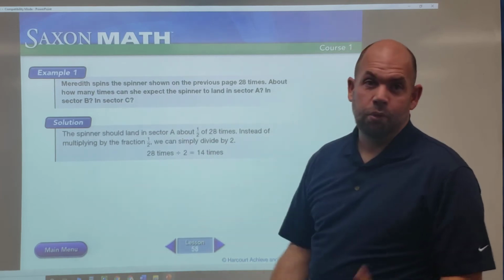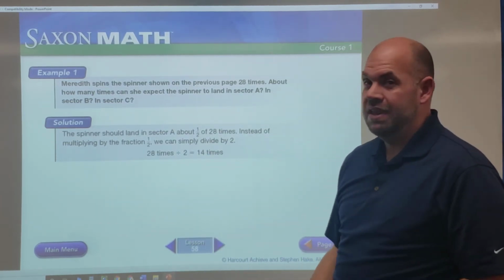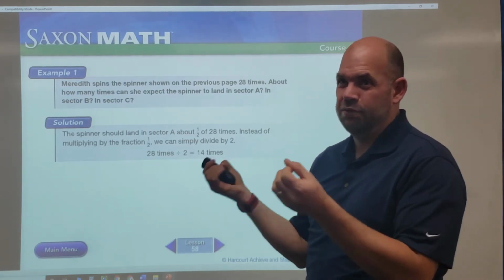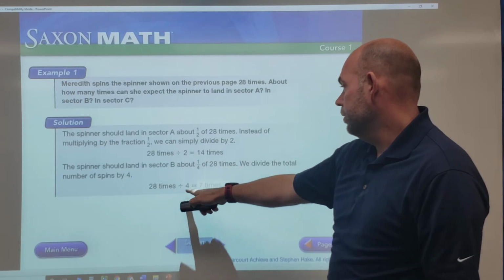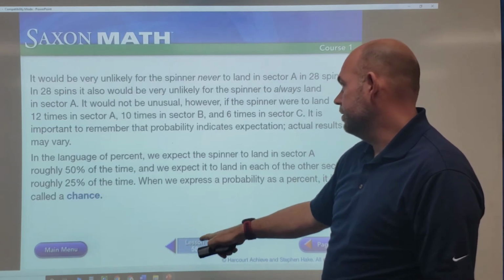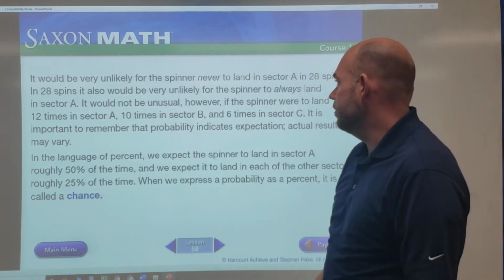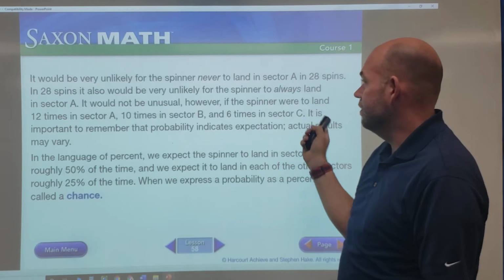Now, B and C are both half of that, so we can just take 14 and cut that in half. And then we know, does 7 plus 7 plus 14 equal 28? Yeah, so it checks out. So B is going to be 7 times. C is also going to be 7 times. It'd be unlikely for the spinner to never land in sector A in the 28 spins.